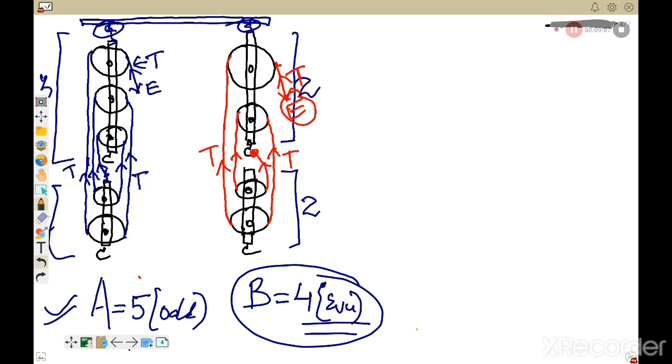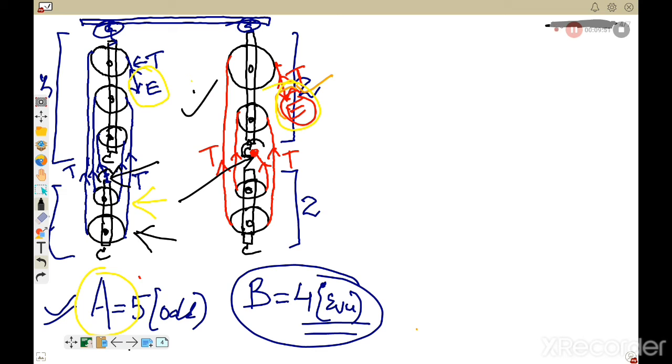Now what is the difference that you must see here? The free end of the string is the point where you apply the effort, here and here. Now the other end: in case A, you see that here is the point where the string is attached, that is, to the lower axle of the lower block. But in this case you see that here is the point where your string is ending, that is, attached to the hook of the upper block.